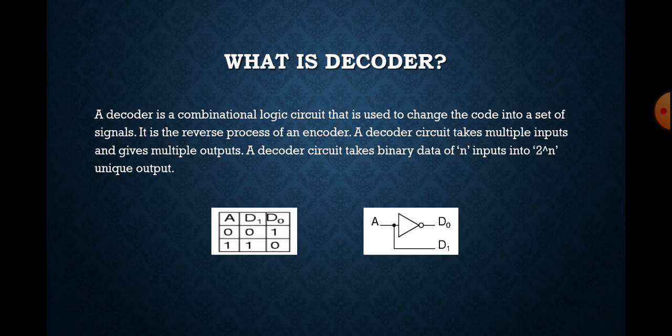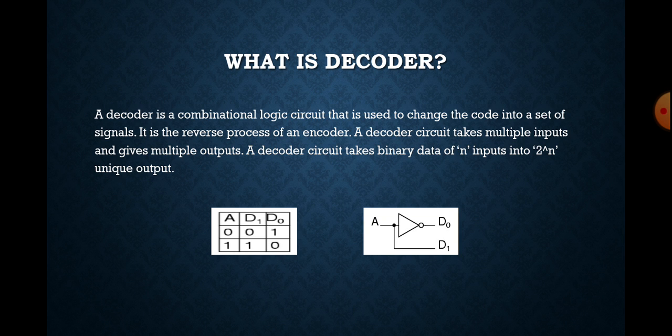About address decoding, first we'll learn about the decoder. The decoder is a combinational logic circuit that is used to change the code into a set of signals. It is the reverse process of an encoder. A decoder circuit takes multiple inputs and gives multiple outputs.